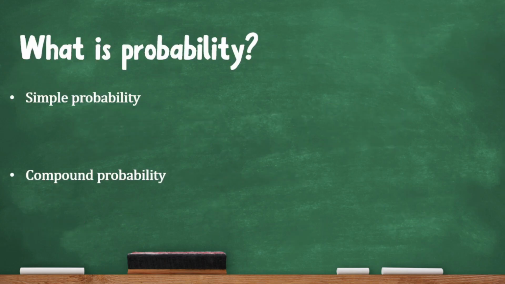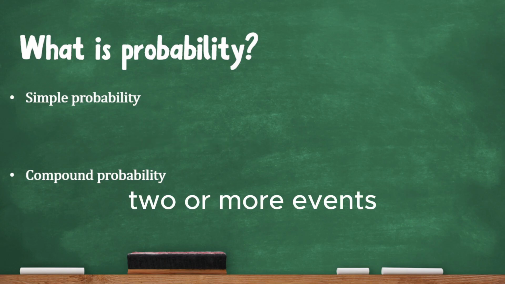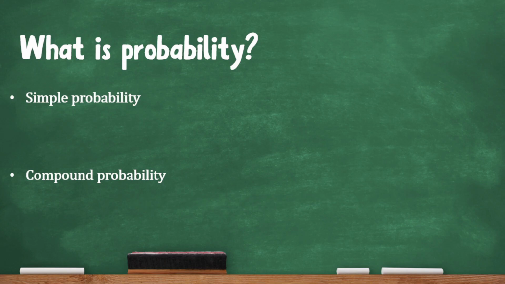So what is probability? Probability is the likelihood of something happening. And when we see simple probability, it will be the likelihood of one event happening, whereas compound probability is the likelihood of two or more events happening. So simple probability could be what's the chance it will rain on Tuesday, and compound probability would be what's the chance it'll rain on Tuesday and Wednesday.